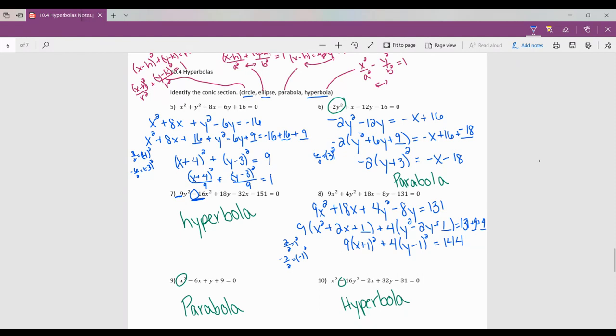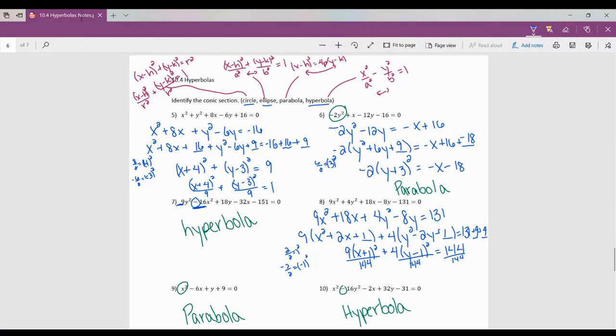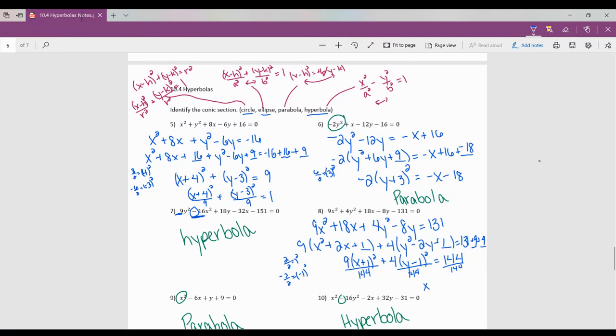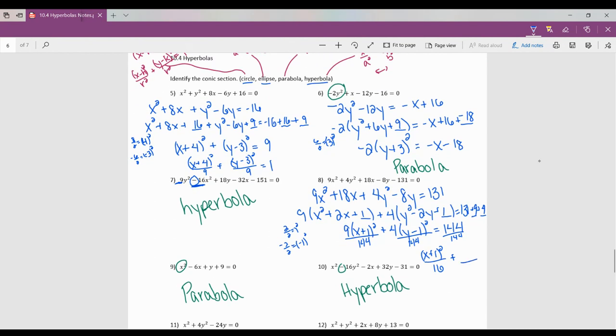And then we divide every single thing by 144. So my equation is, 144 and 9 simplify to x plus 1 squared over 16, plus 144 divided by 4 is going to be 36, y minus 1 squared is up top, equals 1.